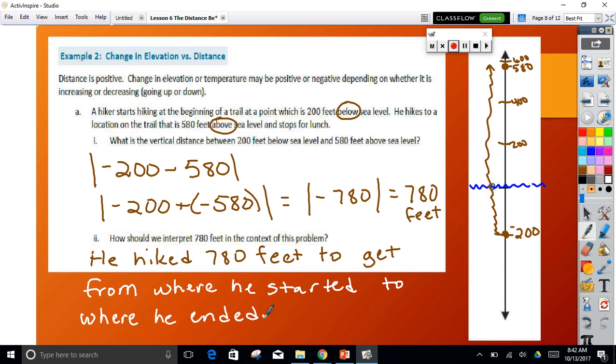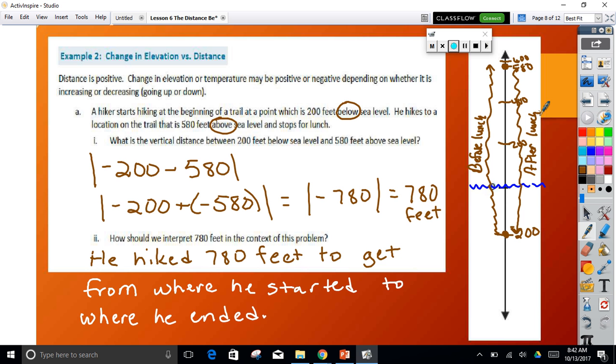Okay. Part B says that after lunch, the hiker hiked back down the trail from the point of elevation, which is 580 feet above sea level, to the beginning of the trail, which is 200 feet below sea level. So this is what he did before lunch. After lunch, he did the same thing. He didn't do the same thing. I should have said he went the same distance, but he went in an opposite direction.